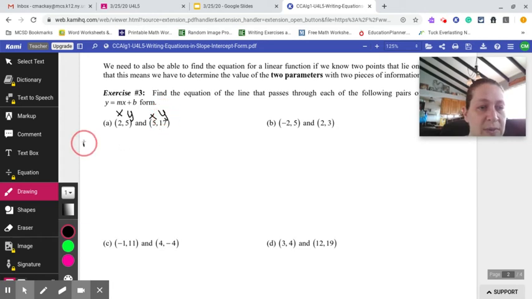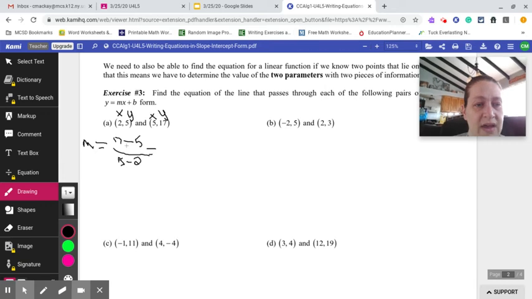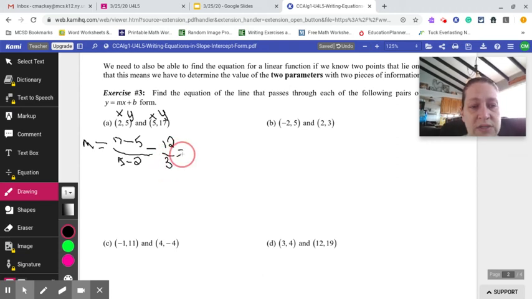So I'm going to figure out my m, which is my change in y over my change in x: 17 minus 5 over 5 minus 2. 17 minus 5 is 12. 5 minus 2 is 3. Excuse me, and that reduces to 4. Okay, so I know my m is 4.